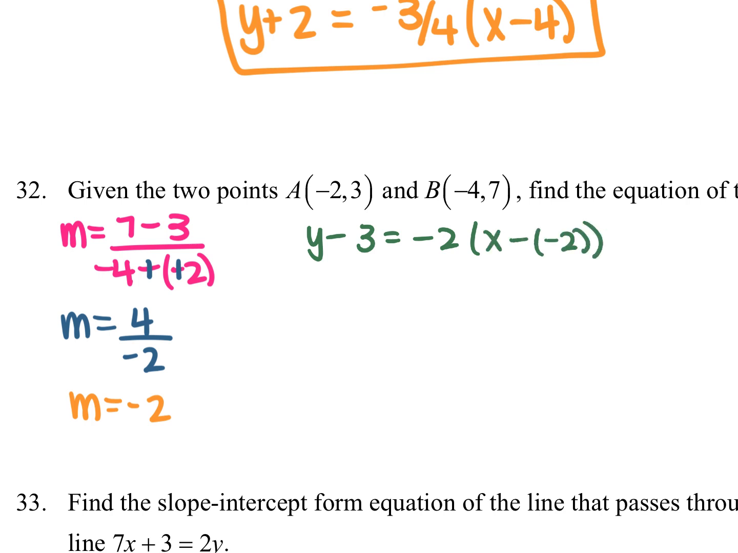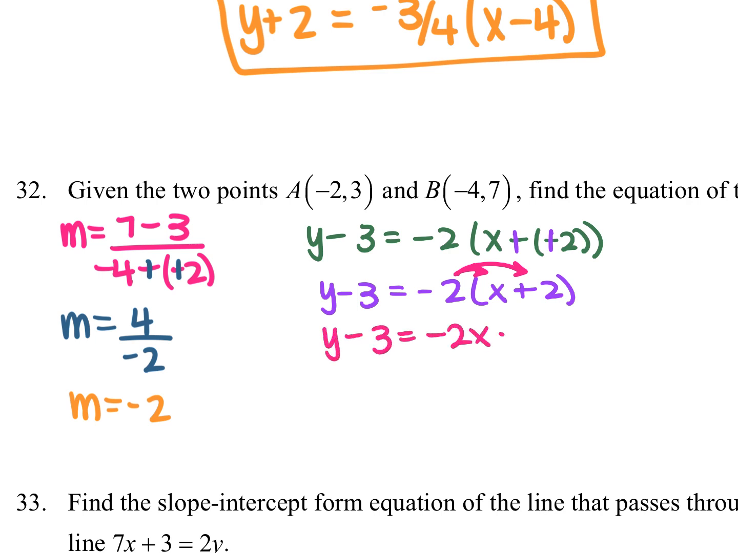Double negatives turn to positives, so y minus 3 is equal to negative 2 times x plus 2. It tells you to write this in slope-intercept form, so distribute the negative 2 and solve for y. That's going to give you y minus 3 is equal to negative 2x minus 4. You move the 3 over by adding it to both sides, and you are left with y is equal to negative 2x minus 1.